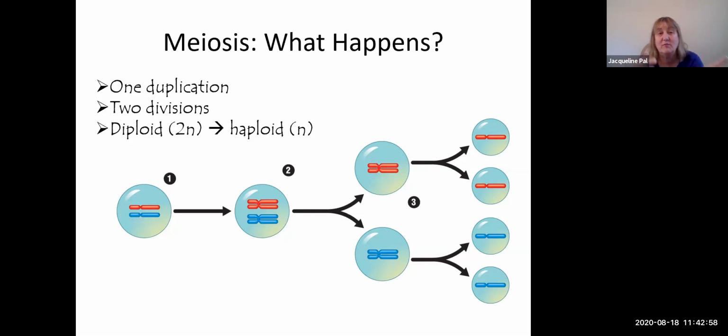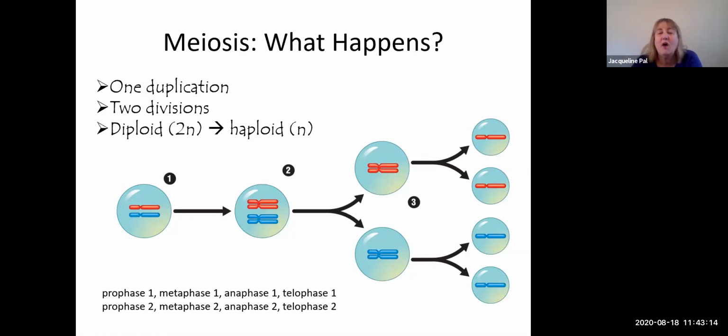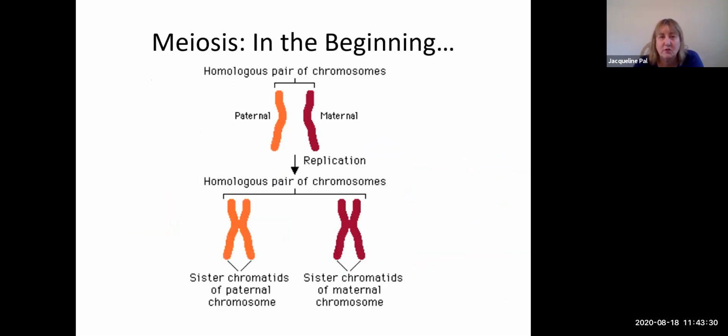So we end up going from 2n and ending up with 4 cells at the end that are haploid. The first division takes us from 1 cell to 2 cells, and the second division takes us from 2 cells to 4 cells. So how we can tell which phase we're in is we use the same words: prophase, metaphase, anaphase, telophase, and we just stick a 1 in front of it if we're talking about the first meiotic division, or meiosis 1, and we put a 2 behind it if we're talking about meiosis 2.